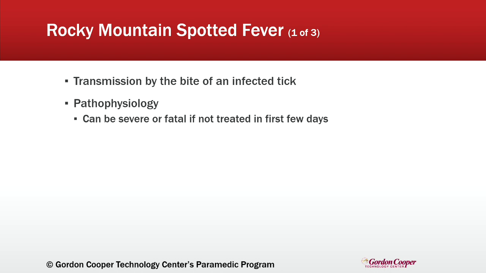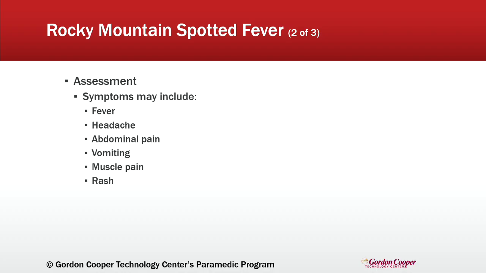Rocky Mountain spotted fever can progress quickly and become severe or even fatal if not treated with the right antibiotics within the first few days. Early recognition and treatment is essential for a positive outcome. When assessing a patient, look for symptoms like fever, headache, abdominal pain, vomiting, muscle aches, and the possibility of a rash. The initial diagnosis will be based on the clinical signs and symptoms that the patient is presenting with, as well as their medical history. To confirm the diagnosis, lab tests are usually needed for a definitive result.